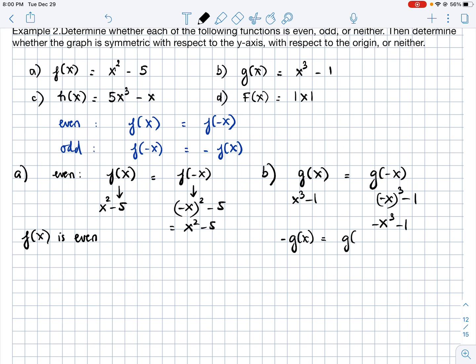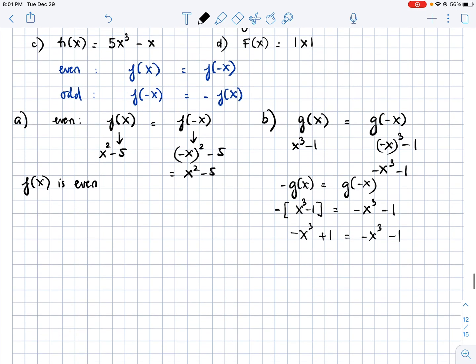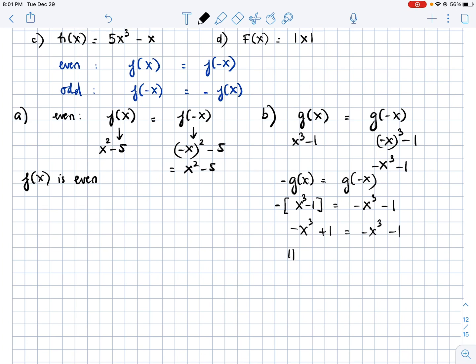Now we check g of x for the odd condition. So negative of g of x is negative of x cubed minus 1. And g of negative x we calculated before is equal to negative x cubed minus 1. So if you distribute the negative for the left hand side, you will see that negative x cubed plus 1 is not equal to negative x cubed minus 1. So the function g is not an odd function. Then we will conclude that it is neither.